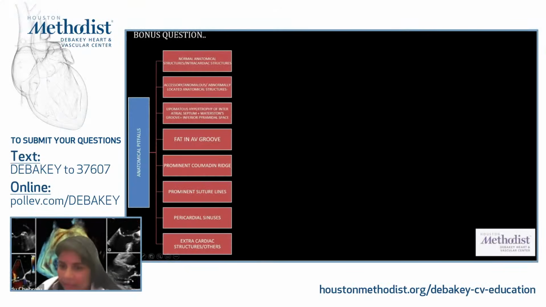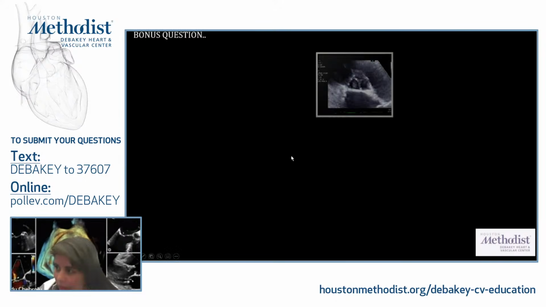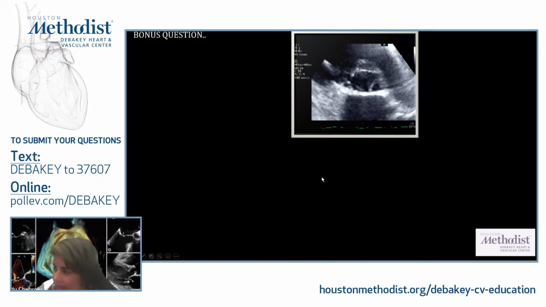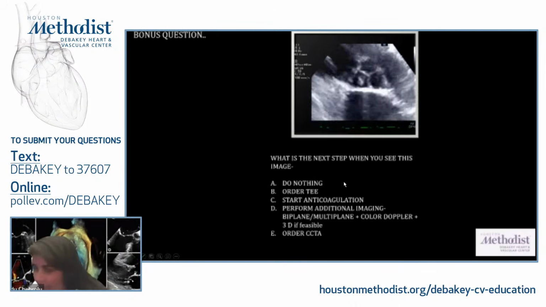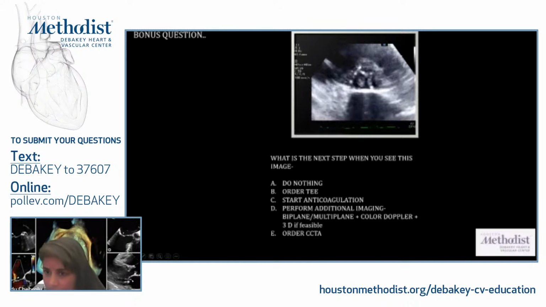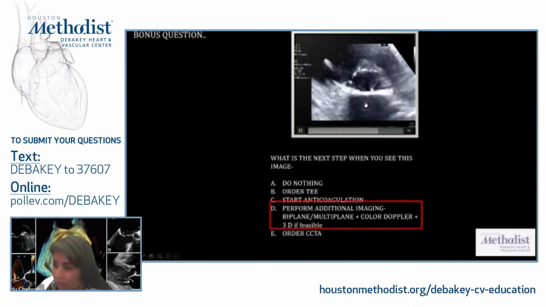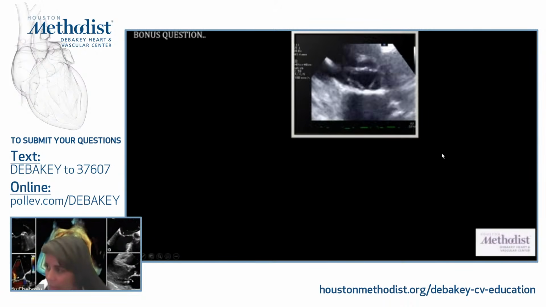Now that we covered most of the essential anatomical pitfalls, let's see if we can answer this bonus question. So what do you think is the next step when you see this image? And this is what we are talking about. Well, I'm sure all the sonographers, if they are on, will guess, definitely they would perform additional imaging, right? They would like at least a biplane image, add some color Doppler, and also 3D if feasible. But what is it, right?